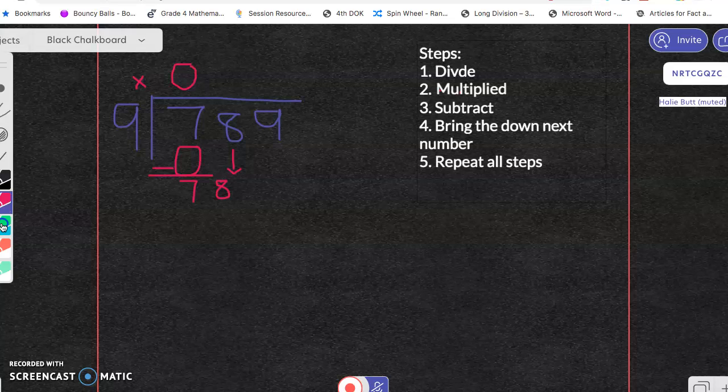And I know I showed a lot of you this trick that when you're done and you brought the number down, make another division bracket and put your 9 right outside. Because now we have how close can 9 get to 78. So if we're doing our 9s facts, some of you might be putting your fingers up and saying, how close can I get to 78? And you know that that is 8 times. So I'm going to put my 8 up here.